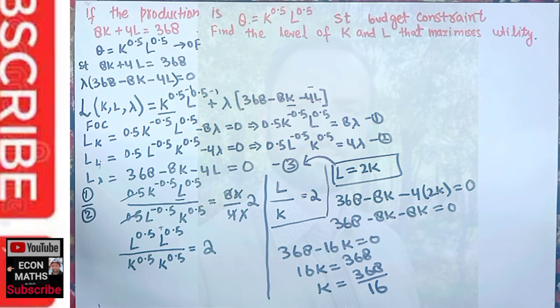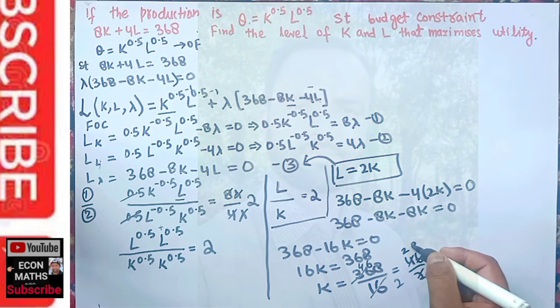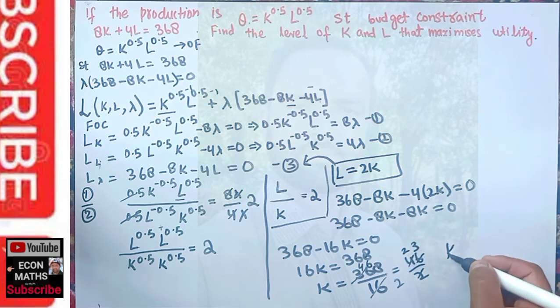Okay, now doing the division here, 8 2s are 16, 8 4s are 32. 4 gets carried, so this will become 48. So 8 6s are 48, so we got here 46 divided by 2. Now 2 2s are 4, 2 3s are 6, which implies the optimal value of k would be 23.